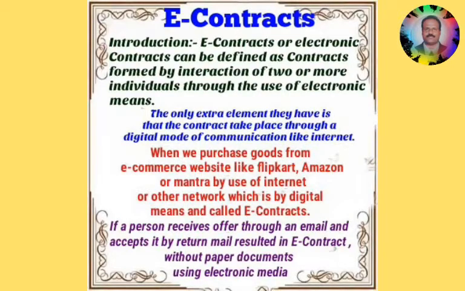Introduction. E-contracts, or electronic contracts, can be defined as contracts formed by the interaction of two or more individuals through the use of electronic means. The only extra element is that the contract takes place through a digital mode of communication like the internet. When we purchase goods from an e-commerce website like Flipkart, Amazon or Myntra by use of the internet or other network, which is by digital means, it is called an e-contract.